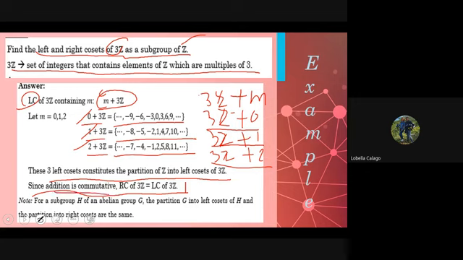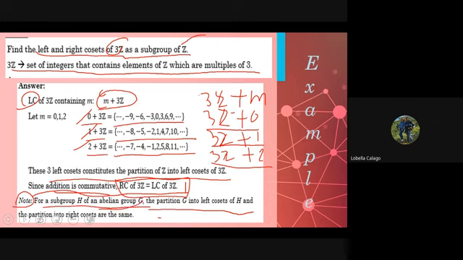Kasi since addition is commutative, pwede na natin sabihin na the right cosets of 3Z is equivalent to the left cosets of 3Z. Okay? So yun po. So we have a note here. For subgroup H of an abelian group G, the partition of G into left cosets of H and the partition into the right cosets are the same.